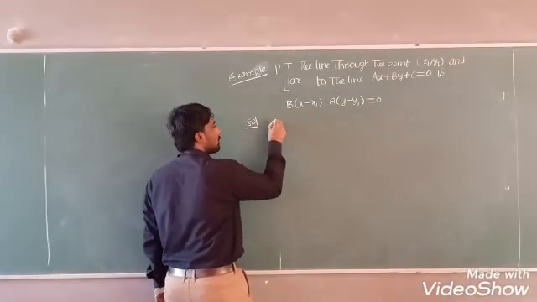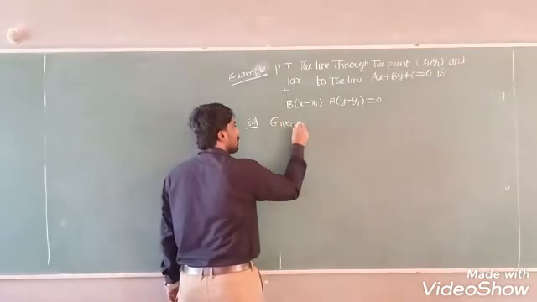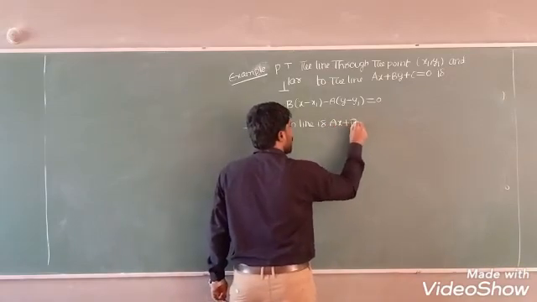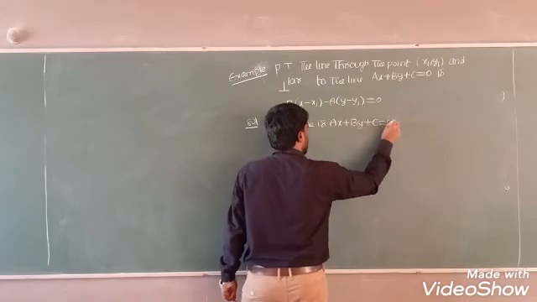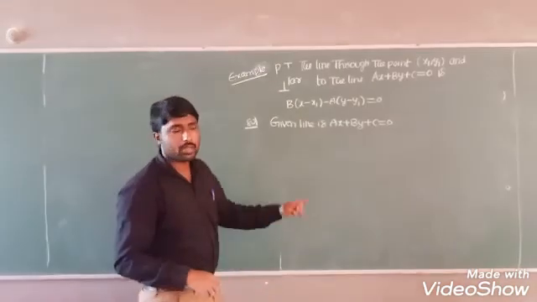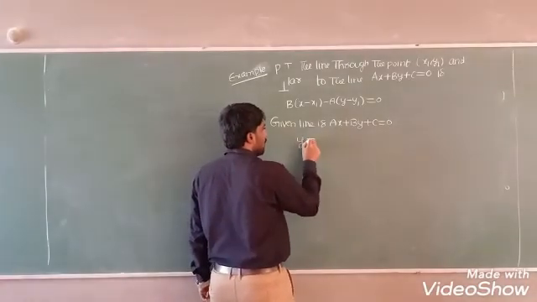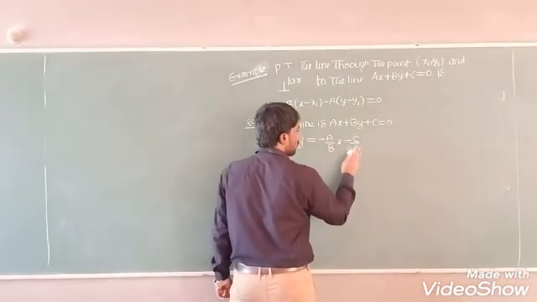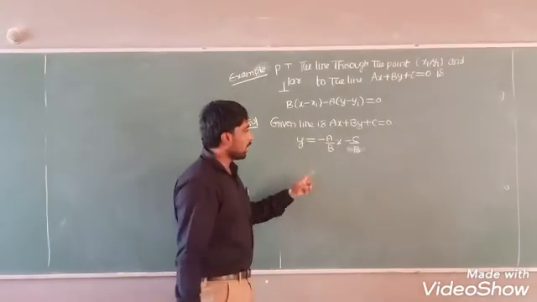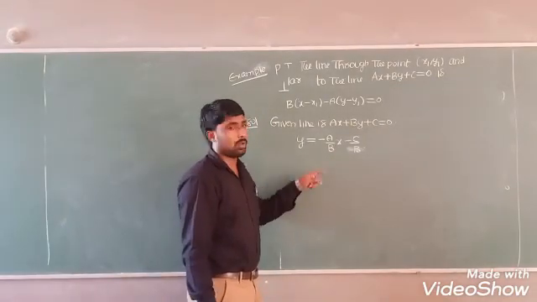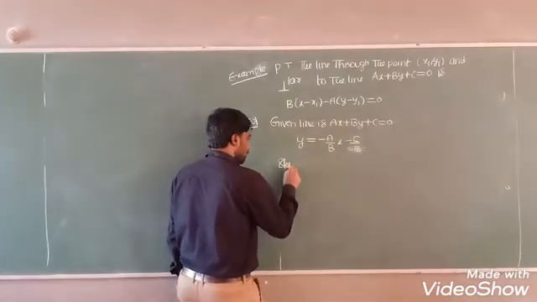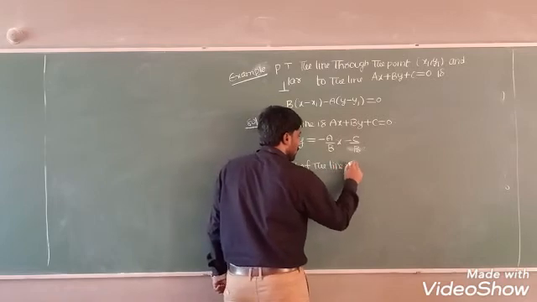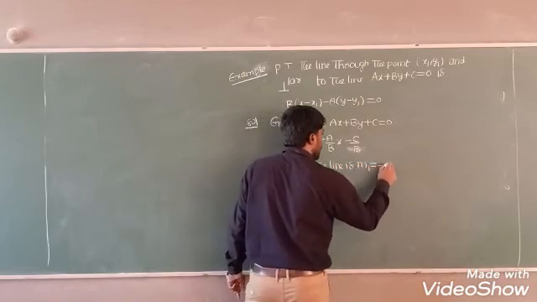The given line is ax plus by plus c equal to 0. So I will convert this equation into slope-intercept form. What will I get here? y equal to minus a by b into x minus c by b. Sorry, minus c by b. So this looks like y equal to mx plus c. What is the slope of the line here? The slope of the line is m1 equal to minus a by b.